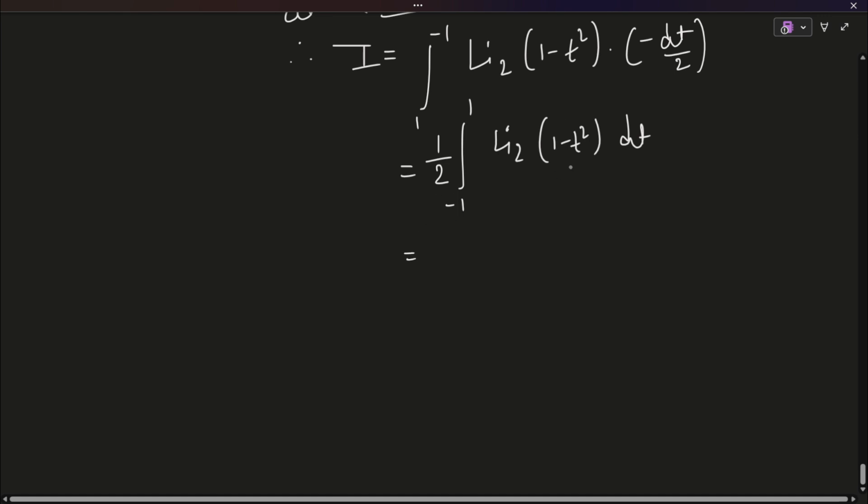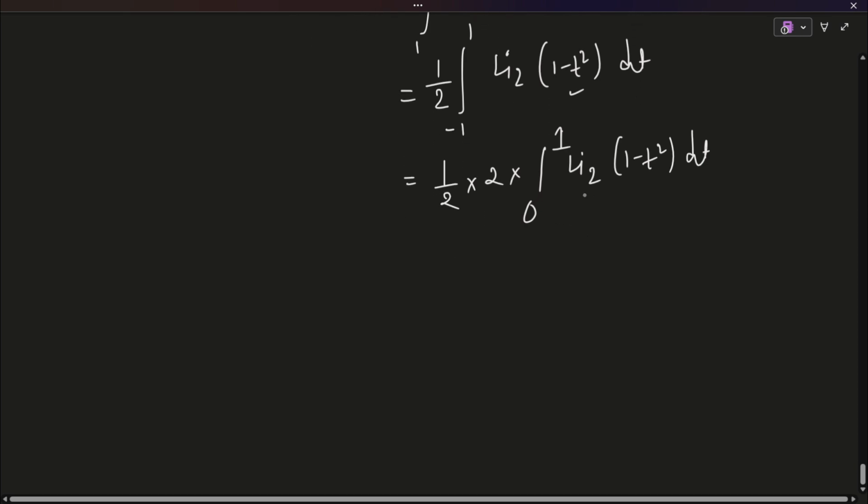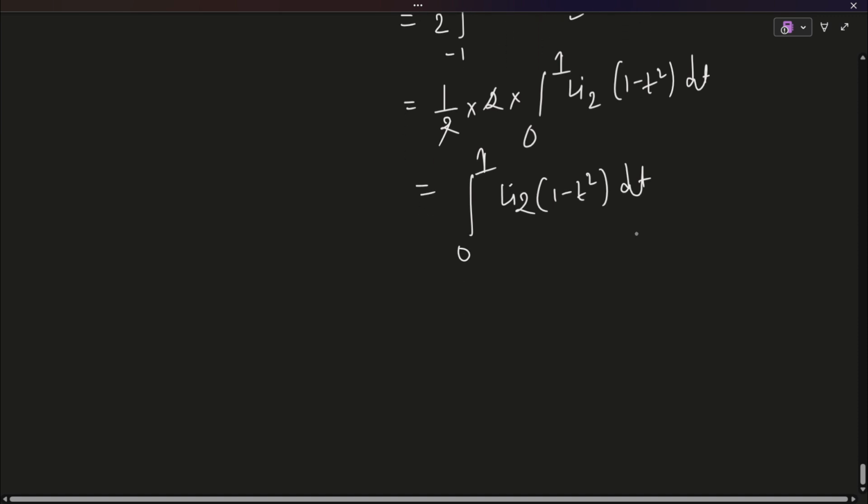And again, since this is an even function around 0, we can write this as half into 2 into integral from 0 to 1. Notice how all the properties that you have learned in high school are being used here, because these are very crucial to simplify the integral into something we know, Li2 of 1 minus t square, correct? Okay, now from this step onwards, let's write one more step to make it clear: integral 0 to 1 of Li2 of 1 minus t square dt, okay?